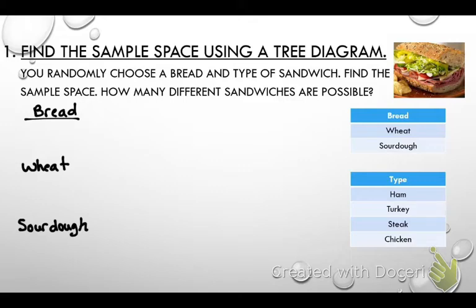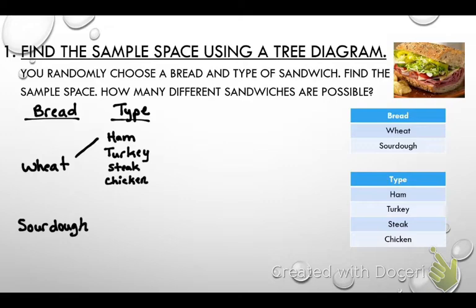Okay. After that, there are different types of sandwiches we can get. How many different types of meat do they have? 4 different types. Here's what I want you to write next. Write type, off to the right. And there are, as you said, 4 different types. They could have ham, turkey, steak, or chicken.